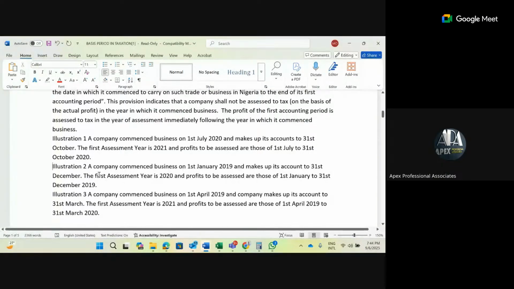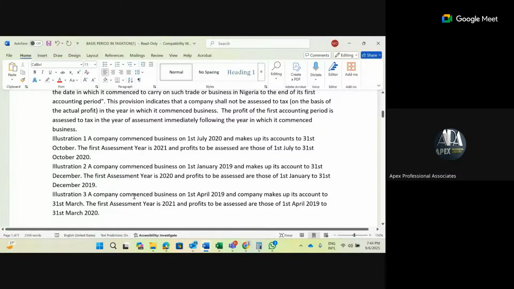Now, the second illustration. The company commenced business on 1st of January 2019 and makes up its accounts to 31st of December each year. The first year of assessment is 2020. The profit to be assessed to tax, that means the basis period, is from 1st of January 2019 to 31st of December 2019.